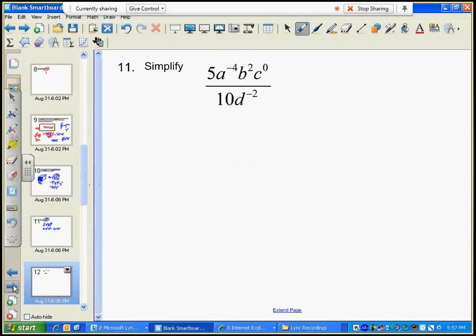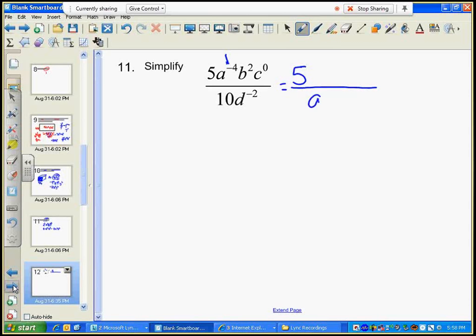Looking at this quotient, I don't have any bases that are the same, so I'm not going to be using my quotient properties. But it looks like I'm going to be using my property of the negative exponents. Ticket to ride. So let's start by taking care of a ticket to ride. Does 5 have a ticket to ride? Yes. Does a have a ticket to ride? Yes, it does. A negative exponent is what a ticket is. So it's going to go into the denominator.